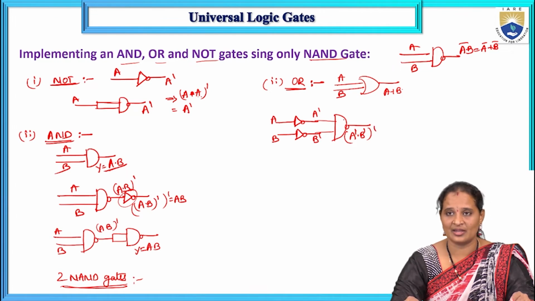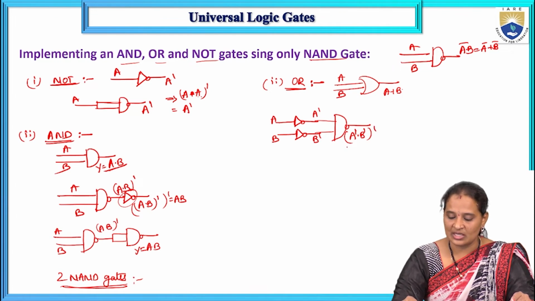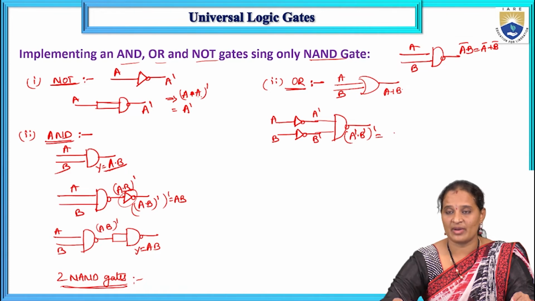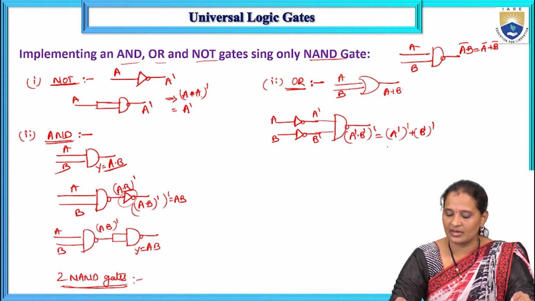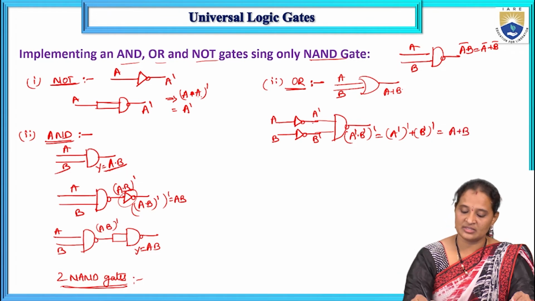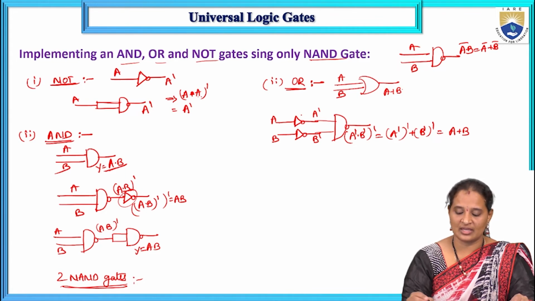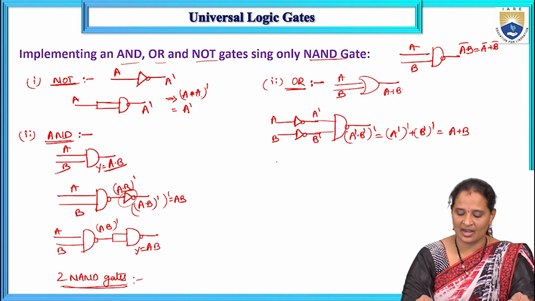Because it is a NAND gate, it multiplies and inverts. So now let us expand this one by applying De Morgan's law. A bar whole bar, the dot will be changed to plus, and B bar whole bar. So A bar whole bar is nothing but A plus B. That means I have to use inverters before the NAND gate. Again, I don't want to use any other gate, so I want to use only NAND gate. So replace these inverters with NAND gates again.